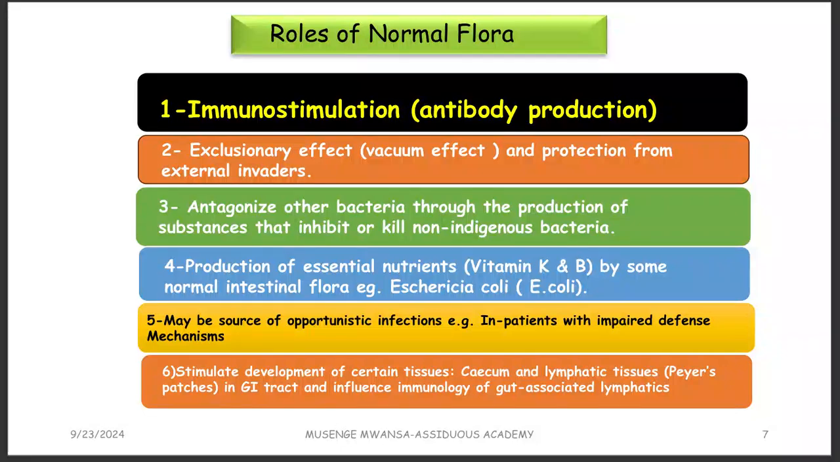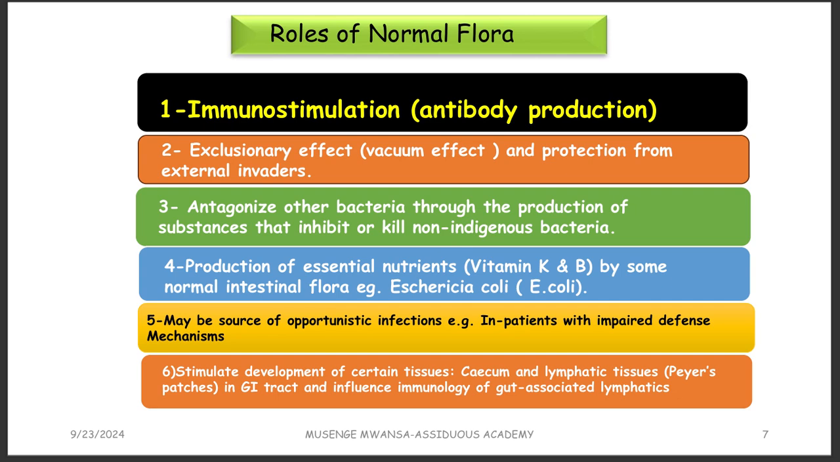What is the role of normal flora in our body? Number one, immunostimulation. They help to produce antibodies. Number two, exclusionary effect or the vacuum effect. Protect from external invaders. When they are there, nothing will enter. Number three, they antagonize other bacteria through the production of substances that inhibit or kill non-endogenous bacteria. In other words, they are selfish. Anything that does not belong to the cell, they'll produce some things to kill it. Thereby, they are defending us.